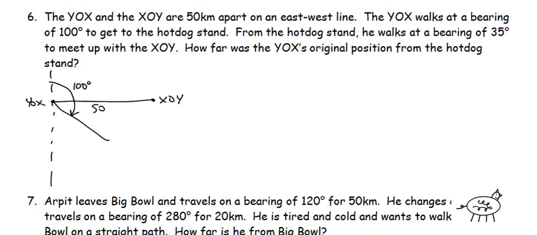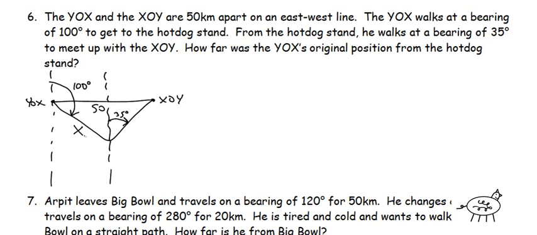To get to the hot dog stand. From the hot dog stand, he walks at a bearing of 35 degrees to meet up with the soy. So here's the hot dog stand, and here is an angle of 35 degrees. Okay, and that's it. And it says how far was the ox's original position from the hot dog stand. So we're looking for this value right there.